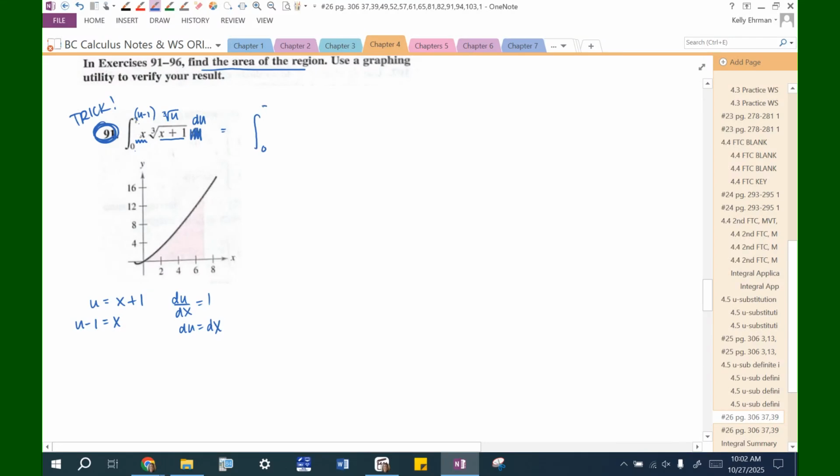So the integral from 0 to 7 of u minus 1 times, let's make this u to the 1/3 so it's easier to work with. And rather than using any further substitution, I can distribute u to the 1/3. So it's the integral from 0 to 7 of u to the 1 plus 1/3 is 4/3 minus u to the 1/3 du.